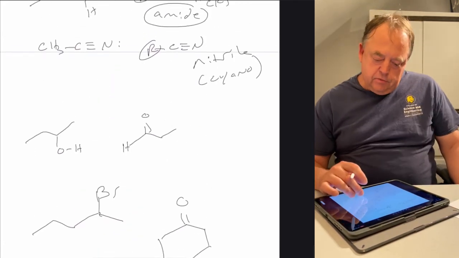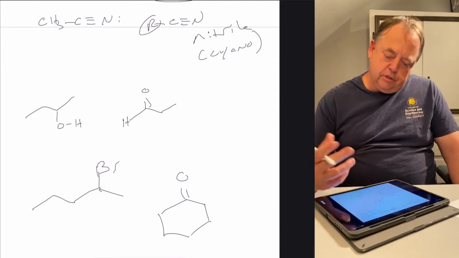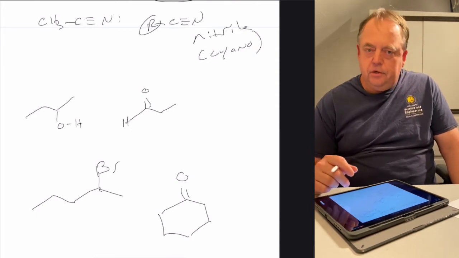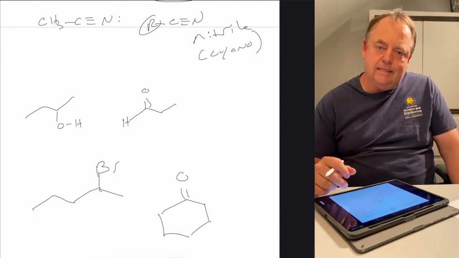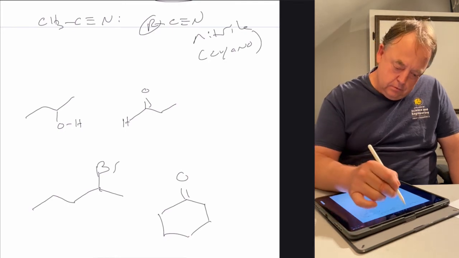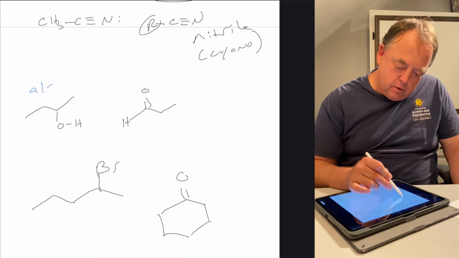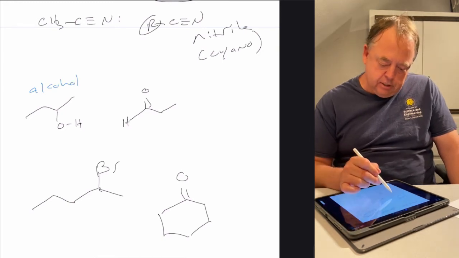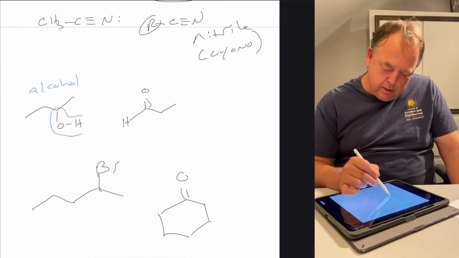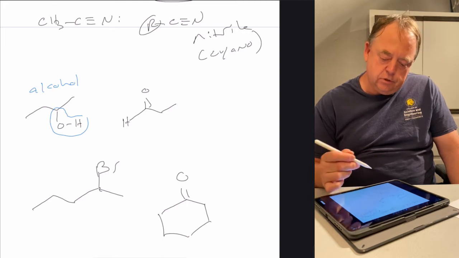Okay, so if we take these molecules, what is the functional class? So you'll see this on the first exam. I'll just give you some molecules and ask you what the functional class is in the molecule. So this first one is an alcohol, right? That's what makes it an alcohol. It's got a carbon attached to oxygen, which is attached to hydrogen.